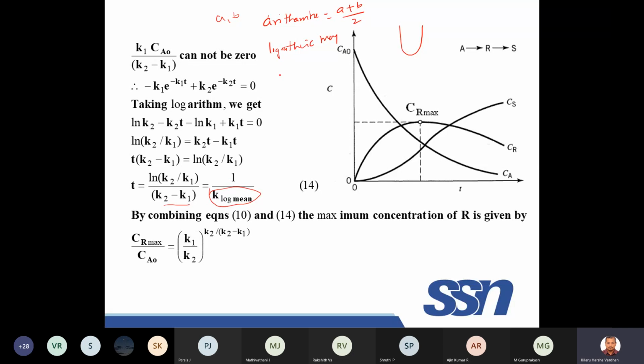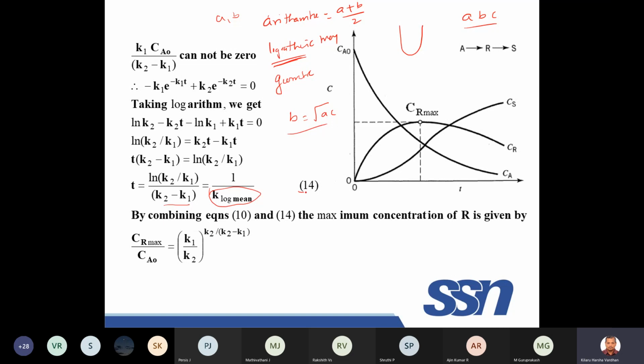You get one more mean, the geometric mean. If A, B, C are in a geometric progression, then the geometric mean B is the square root of A into C. That is what the geometric mean is all about. So this is nothing but the logarithmic mean.